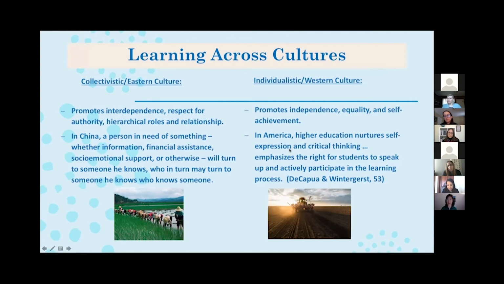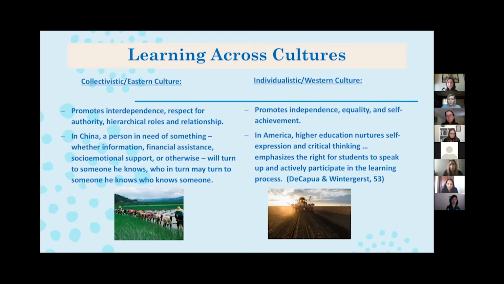And then another example, represented clearly in American higher education. American higher education nurtures self-expression and critical thinking. That really is consistent with this core value of the individualist culture. Now in China, for example, which is also representative of this Eastern culture, when a person is in need of something, whether it's information, financial assistance, or even socio-emotional support, they will not turn to somebody professional, but they will turn to someone they know. And that person in turn may turn to someone they know, and then who knows someone else. So you can see the difference here.